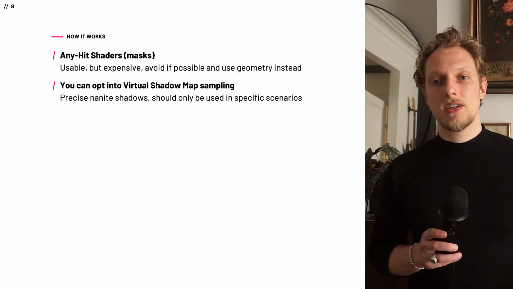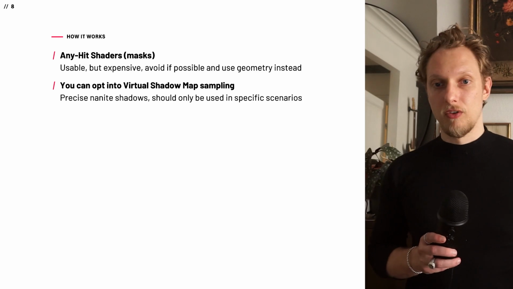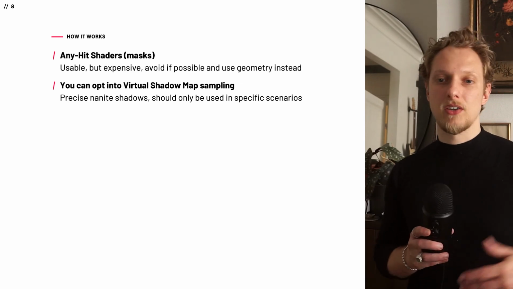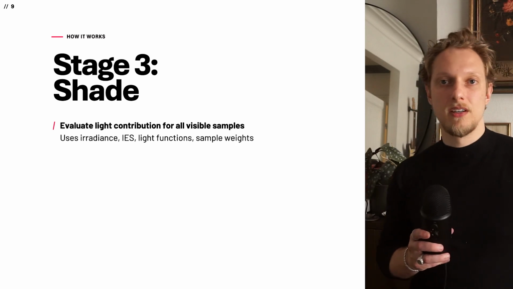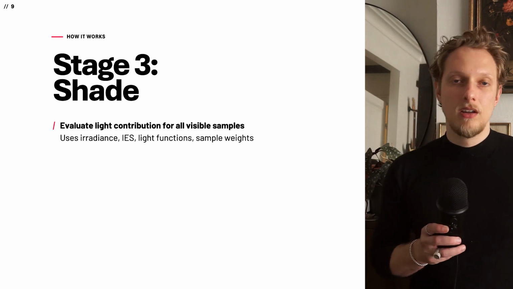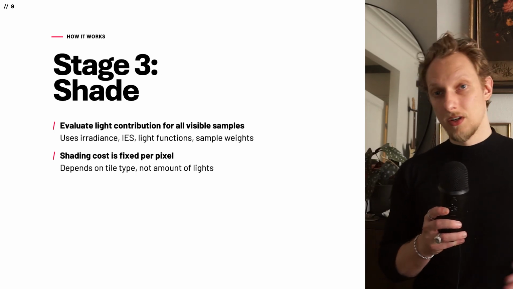And individual lights can opt into virtual shadow map sampling instead of ray tracing, which gives fully precise shadows from full Nanite geometry, but then you're back to the old system, which has the cost of per light memory and the GPU overhead. Then it's time for stage 3. We shade. Once visibility is known, MegaLights evaluates the light contribution for all the visible samples. It uses pre-integrated irradiance together with IES profiles, light functions, and sample widths. The shading cost is fixed per pixel, and it only depends on the tile type, not how many lights there are.